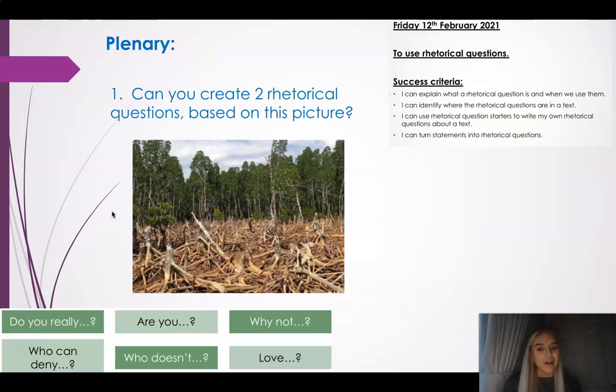Now, final task of today, using the picture here, can you create 2 rhetorical questions based on this picture of deforestation? Pause the video now and have a think and then write down 2 rhetorical questions for our plenary today.